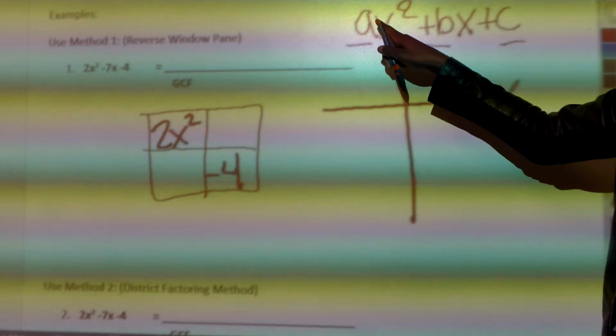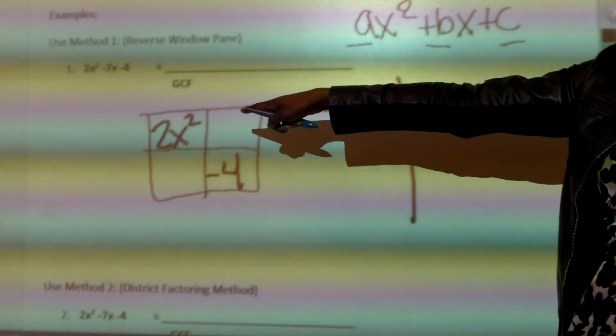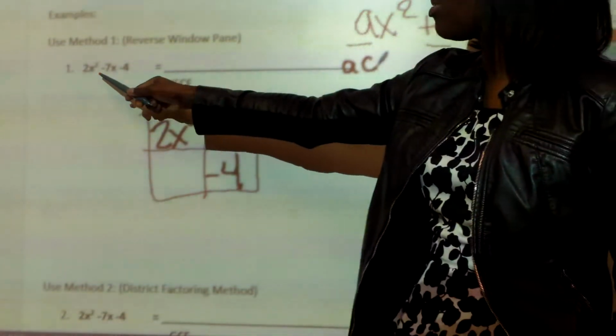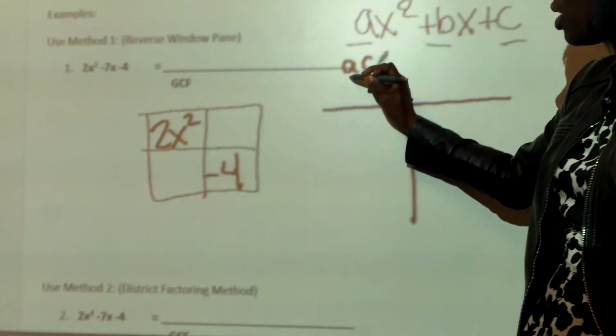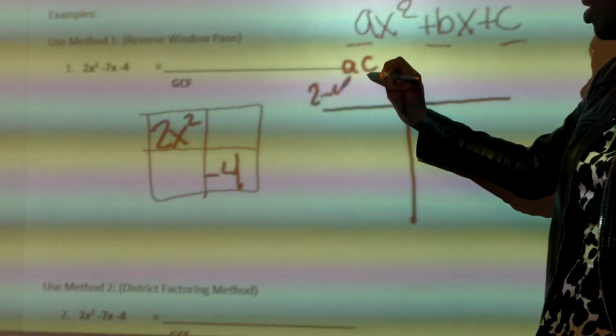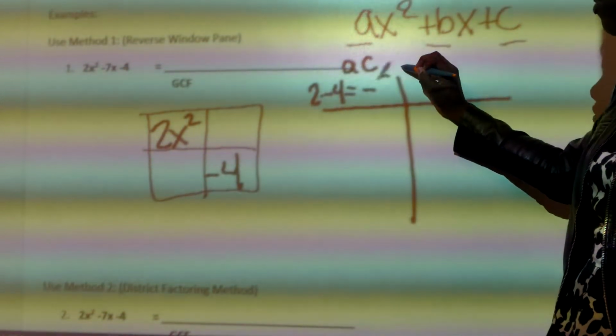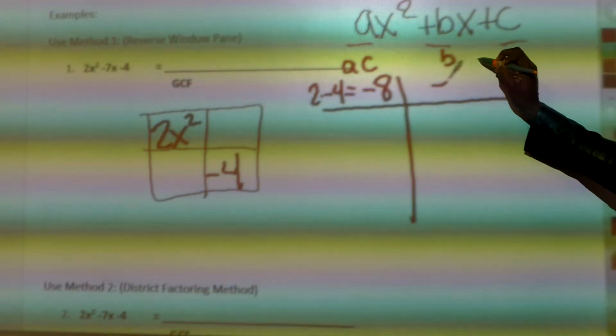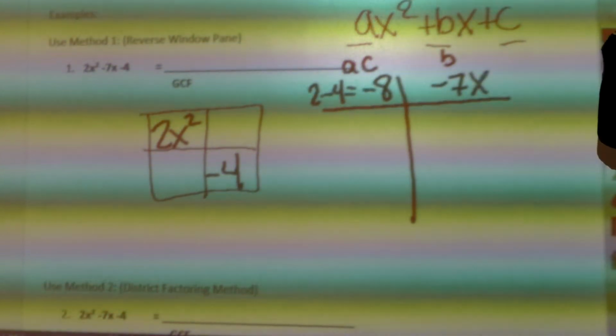Yesterday, all of our a's were 1. Today, we have an a of 2, so be careful when you do a times c because you're multiplying 2 times negative 4. And so the one we'll be finding the factors of is negative 8. And b is our middle term, which is negative 7x.